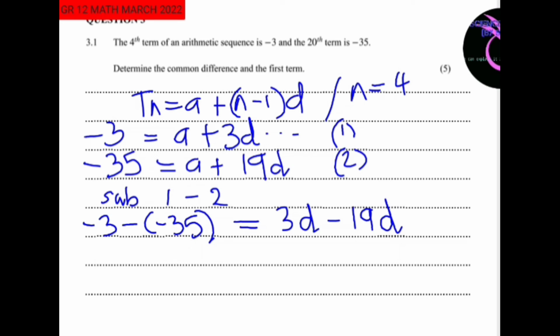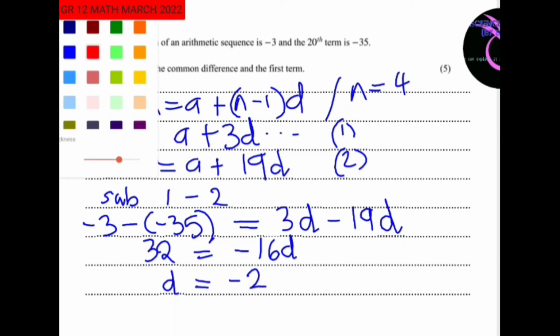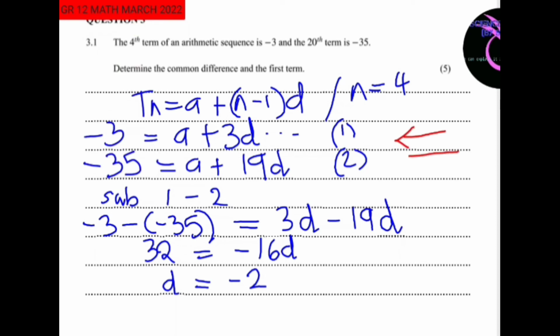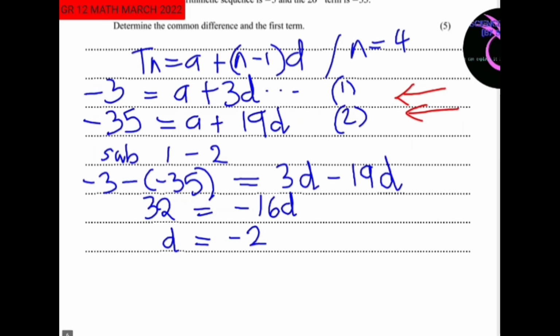Okay? So, what is minus 3 minus 35 becomes a minus 3 plus 35, gives me 32. 3d minus 19d is negative 16d. Dividing both sides by negative 16, I get d equals minus 2. Once I get the value of d being equal to minus 2, I just choose any one of these equations, substitute the value of d, and I can get what a is.